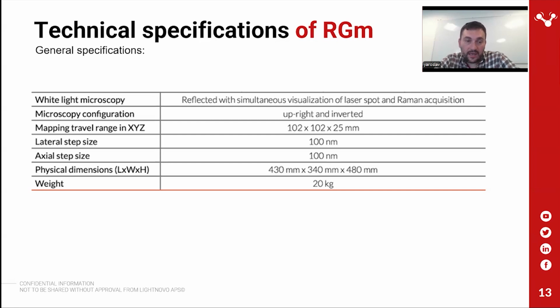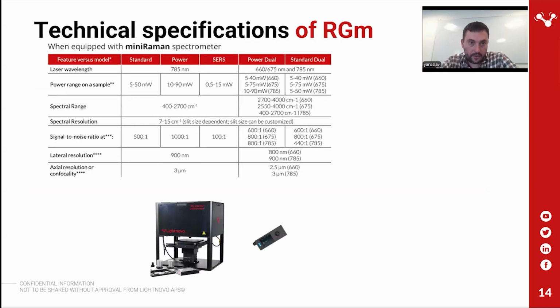The step size, lateral and axial, is 0.1 micron, which is also pretty good and allows us to acquire images at the diffraction limit. The physical dimensions of the system are approximately 45 by 50 by 34 centimeters, and the weight is approximately 20 kilos. This makes the system pretty compact for its specifications.